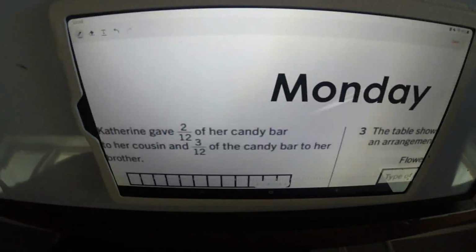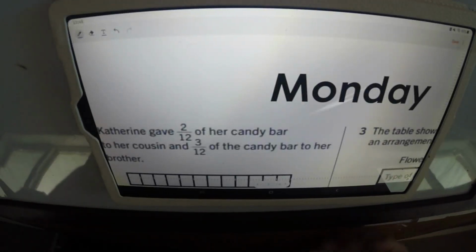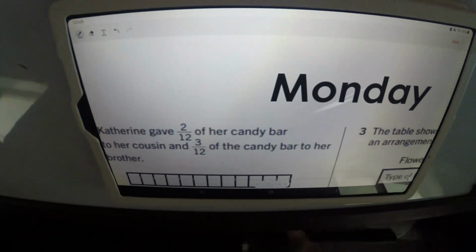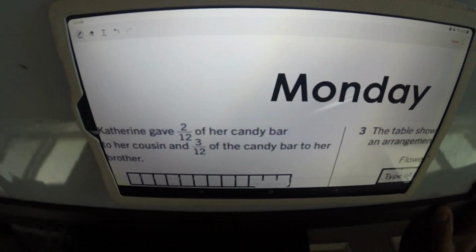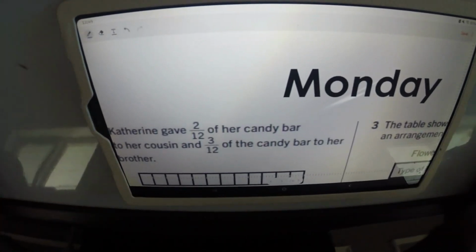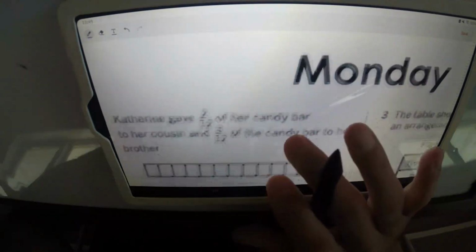Okay, everybody, so this is the homework for Monday, October 30th, 2023. This is for Dylan's 4th grade math homework. All right, this is Monday. Number 1.